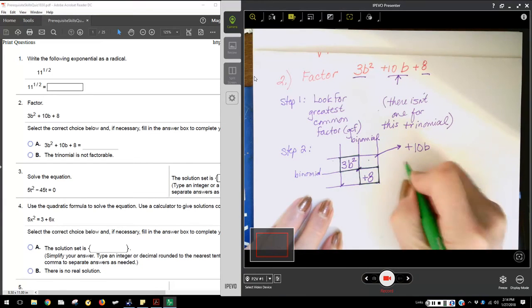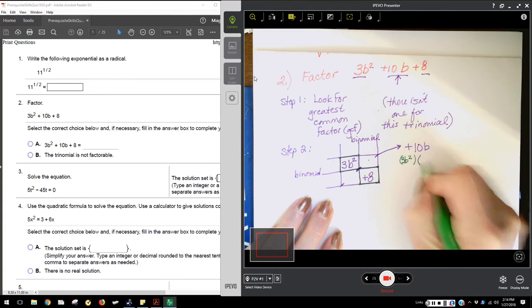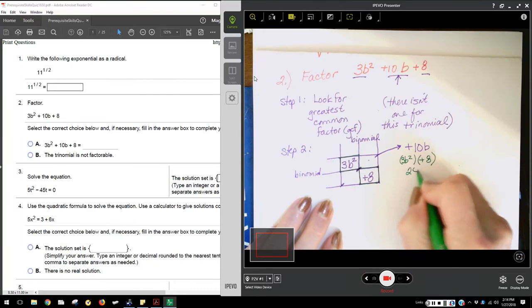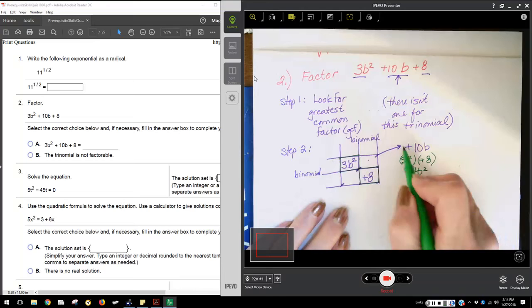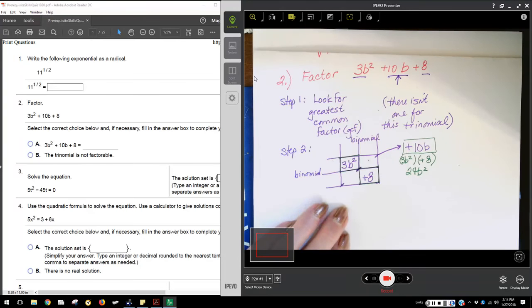So I'm going to multiply 3b squared times positive 8 and get 24b squared. And now I need to know other factors besides 3b squared and positive 8 that will give me 24b squared. But the catch is that I need to find the ones whose two factors add up to 10b. And obviously 3b squared plus 8 does not add up to 10b.